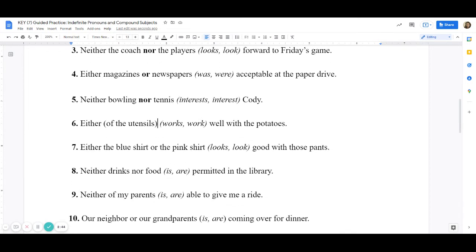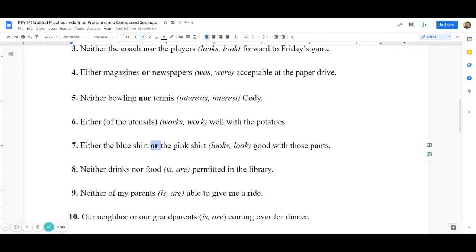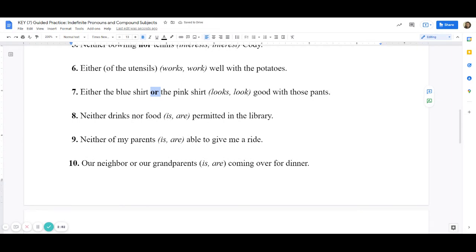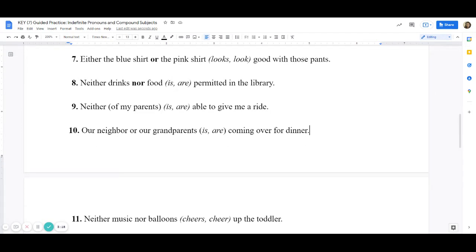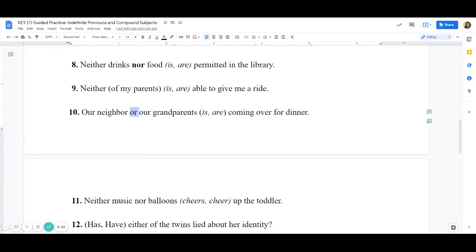Number 7, I see either, and then I see or. Bold or. Number 8, I see neither, but then I see nor. Bold nor. Number 9, I see neither, but it just says of my parents. So what is my prepositional phrase? Of my parents. Parentheses around of my parents. Number 10, our neighbor or our grandparents. This time there is no either or neither, so it seems a little bit tricky. However, we did find an or in this sentence, so go ahead and bold or.